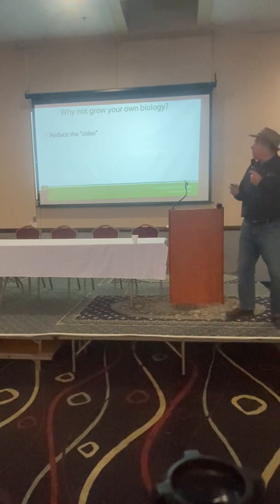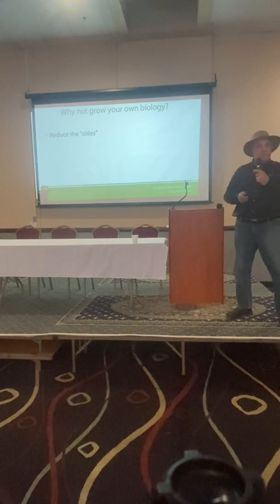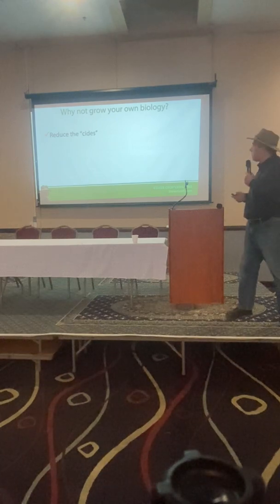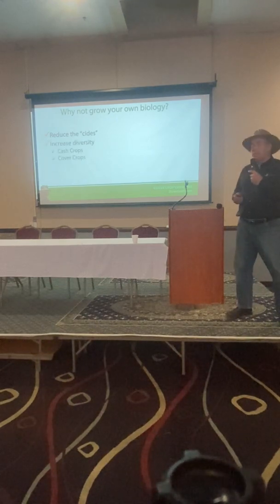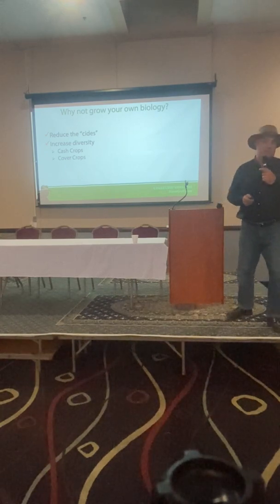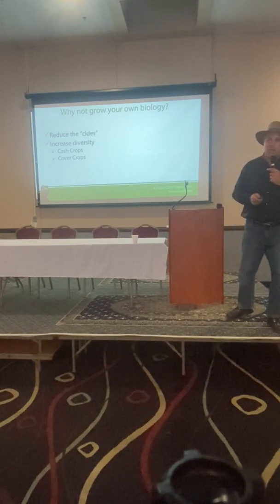So if you're going to go down this road, you're going to have to reduce some of the things that kill things. That's just something you'll have to reduce somewhere along the line. How do you do that? Maybe the easiest is to increase diversity with your cash crops.